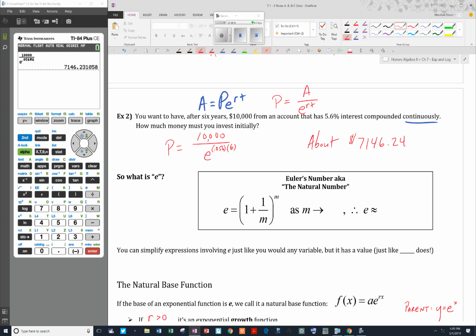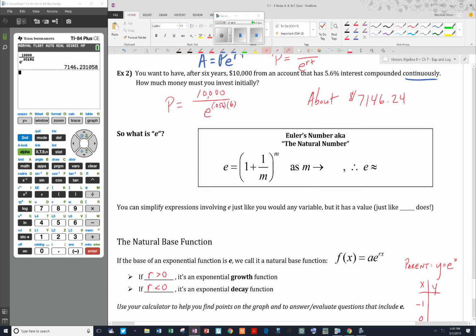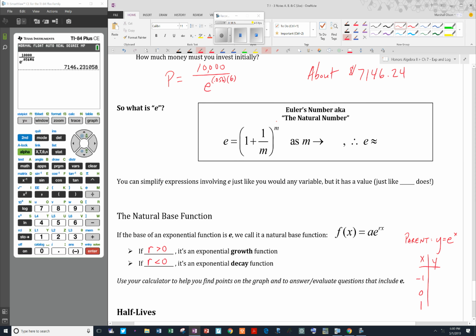All right, so what is e? Well, e comes from this idea right here, which hopefully looks familiar. That is basically the piece of our compounding interest formula, but I just got rid of the n and the nt, and I just put this value m right there. Because what we're doing is talking about compounding continuously.